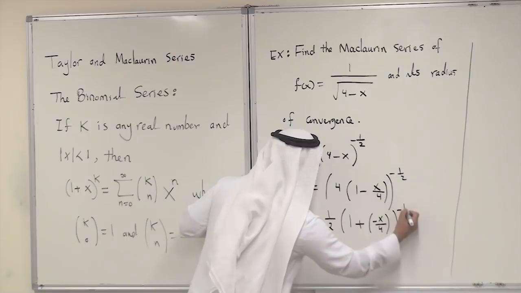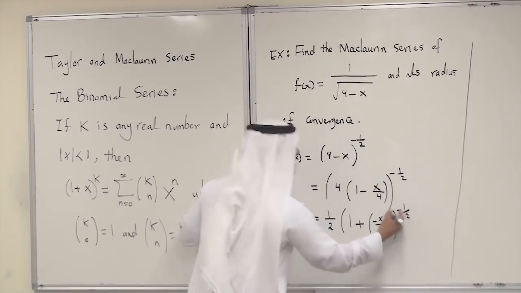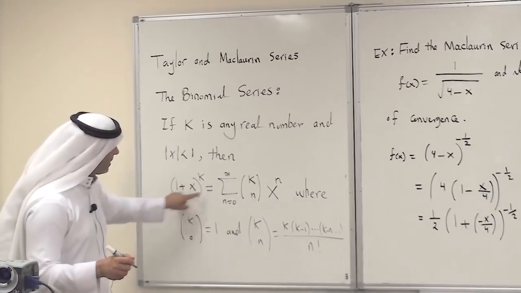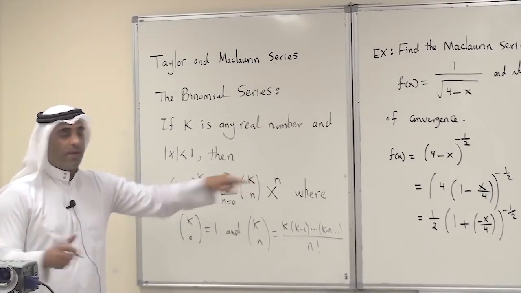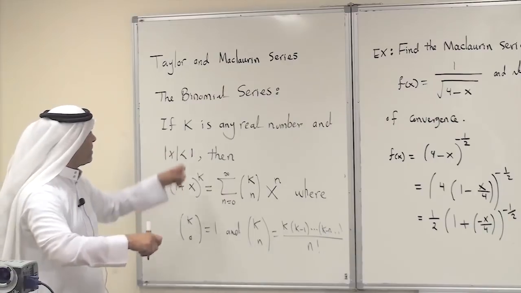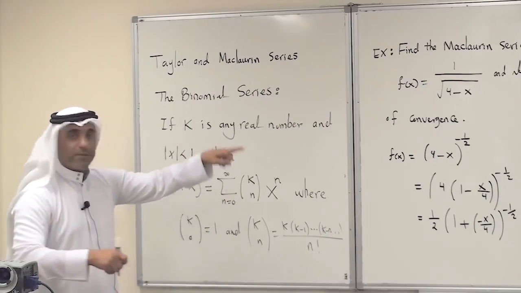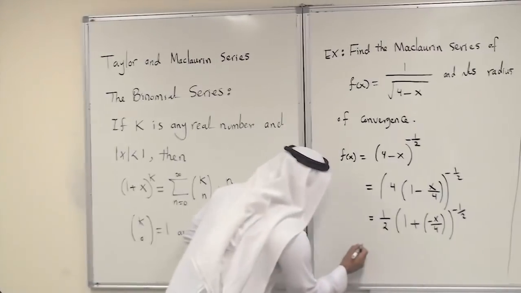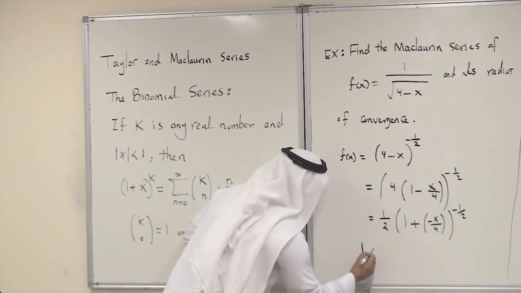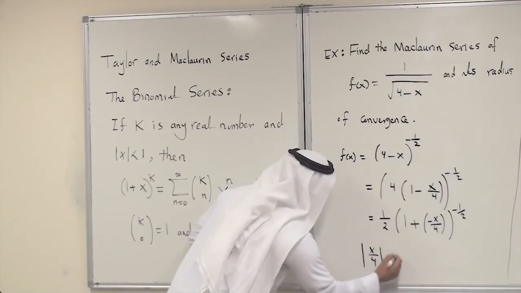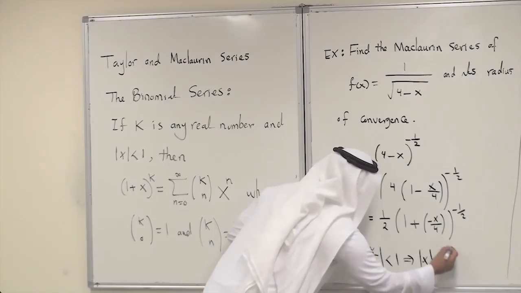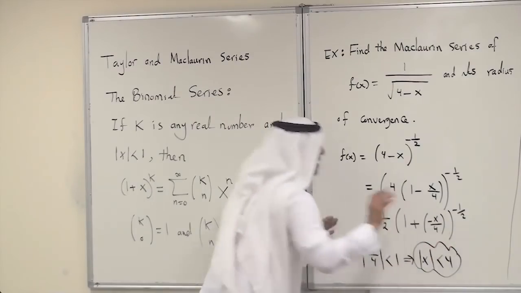Now comparing this with the result we have, which is 1 plus x, our x here is just minus x over 4. We need the absolute value of this to be less than 1 for convergence, so the absolute value of x over 4 must be less than 1. This implies the absolute value of x is less than 4. So we have the radius of convergence from here. Okay, let us find the representation now.